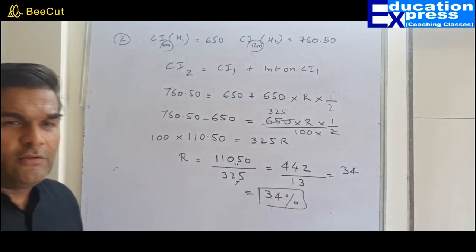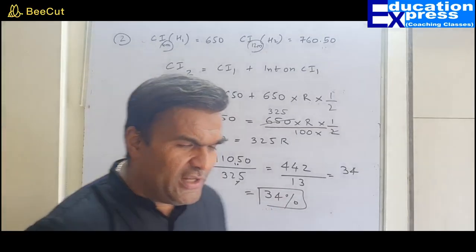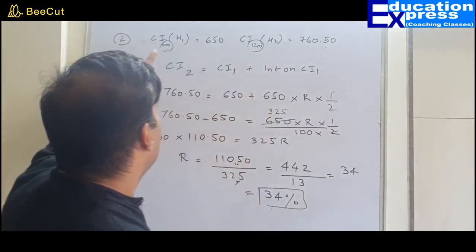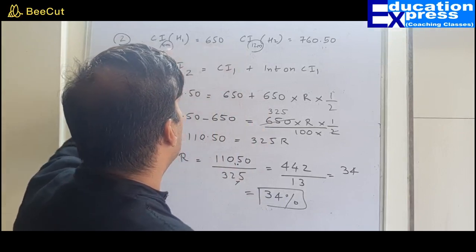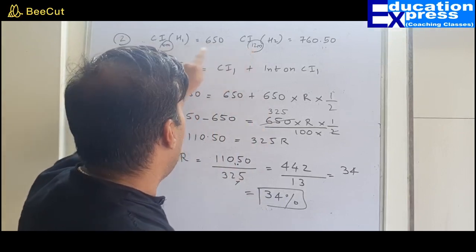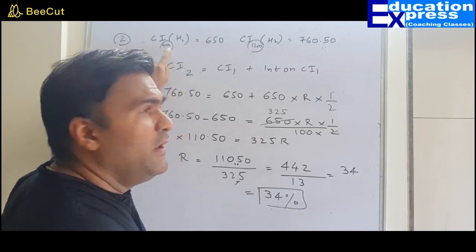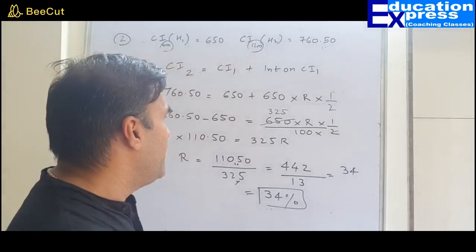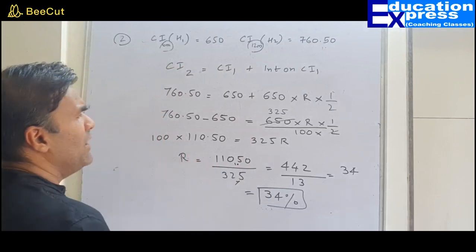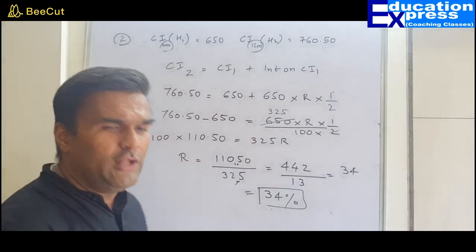So my dear friends, the only change that I can see in this question is here the compound interest for the two different periods was a period duration of 6 months, whereas in the previous question, the period duration was 1 year. Rest all things are similar and the same. Let us move on to the next question.